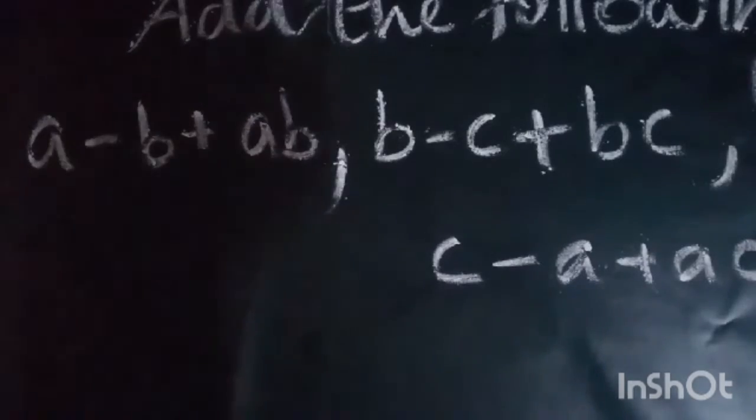Next question: add A minus B plus AB, then B minus C plus BC, and C minus A plus AC. If it is row wise, we will add all those expressions together like this. Now see the like terms. Here you look, A and minus A are like terms. A minus A is cancelled.